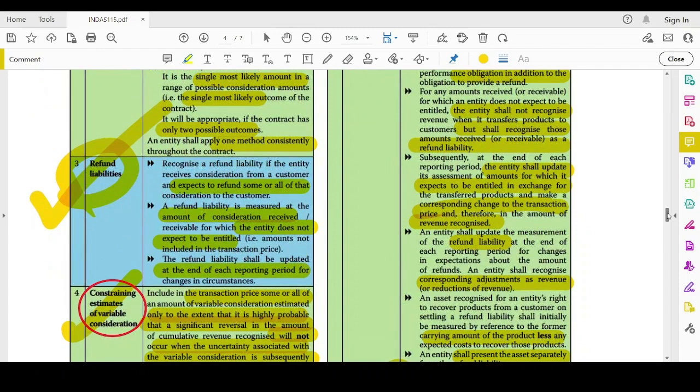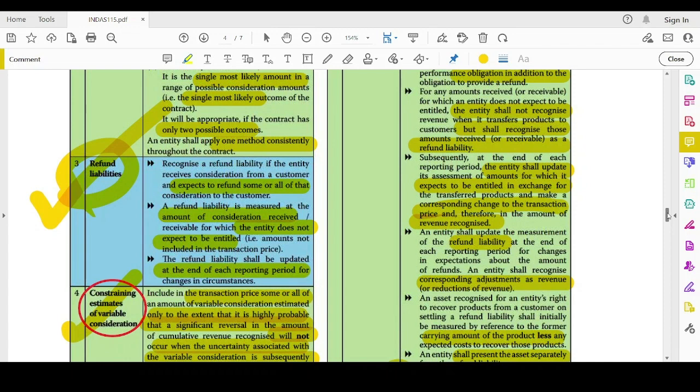Recognize a refund liability if the entity receives consideration from the customer and expects to refund some or all of the consideration to the customer. For example, nowadays we have this advertisement which states that you can use this bed for 100 days, and if you are not okay with the quality, then we will refund the entire amount. In such a case, till the 100th day, the entity which is selling the bed cannot recognize the revenue.